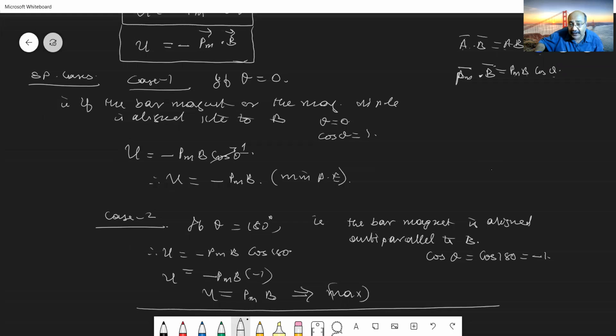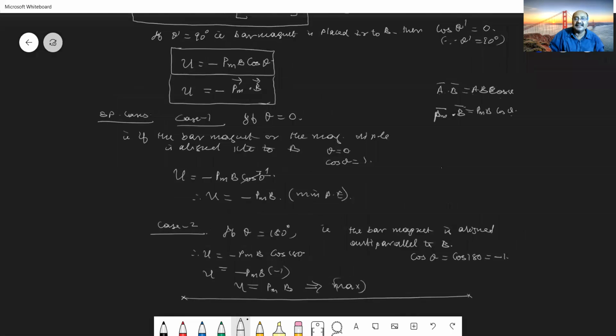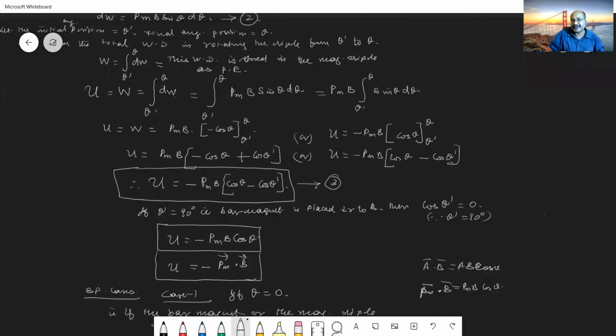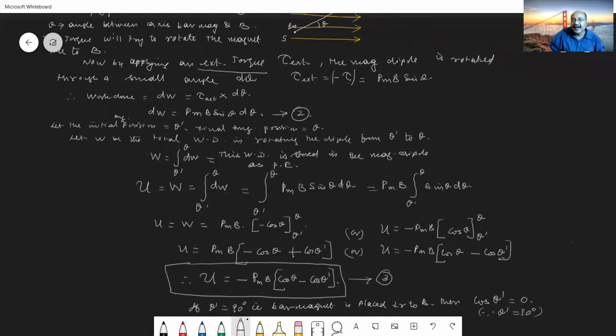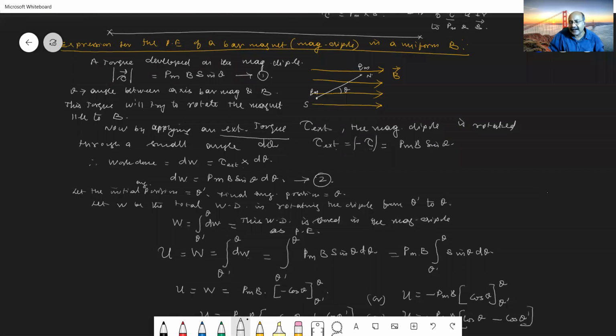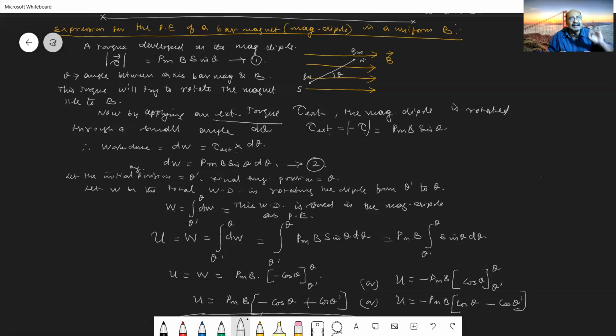So the potential energy on the magnetic dipole or the Bohr magnet is maximum when the Bohr magnet is rotated with an external torque so that it is aligned anti-parallel to the external applied magnetic field. You can expect this question as a 3-mark question: the expression for potential energy available on the Bohr magnet or magnetic dipole when placed inside a magnetic field.